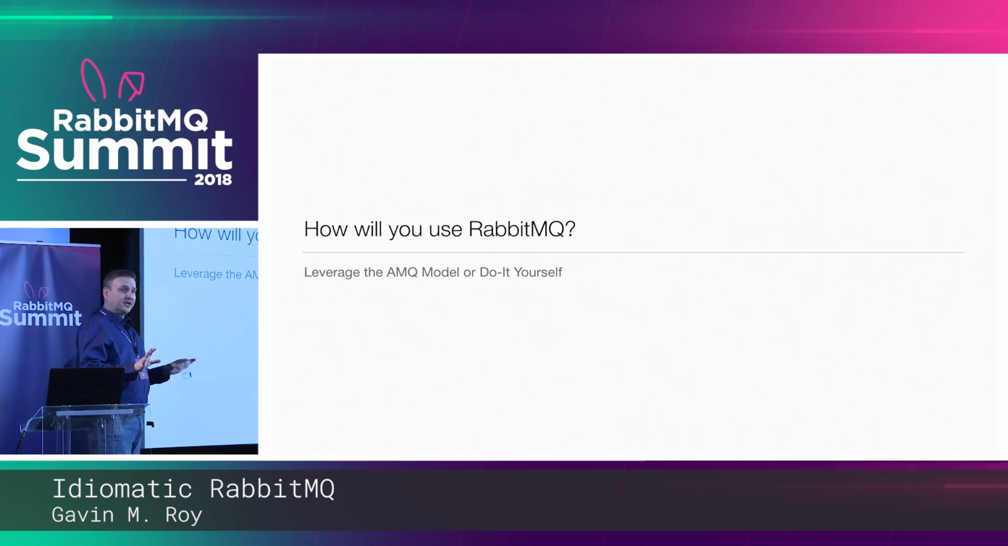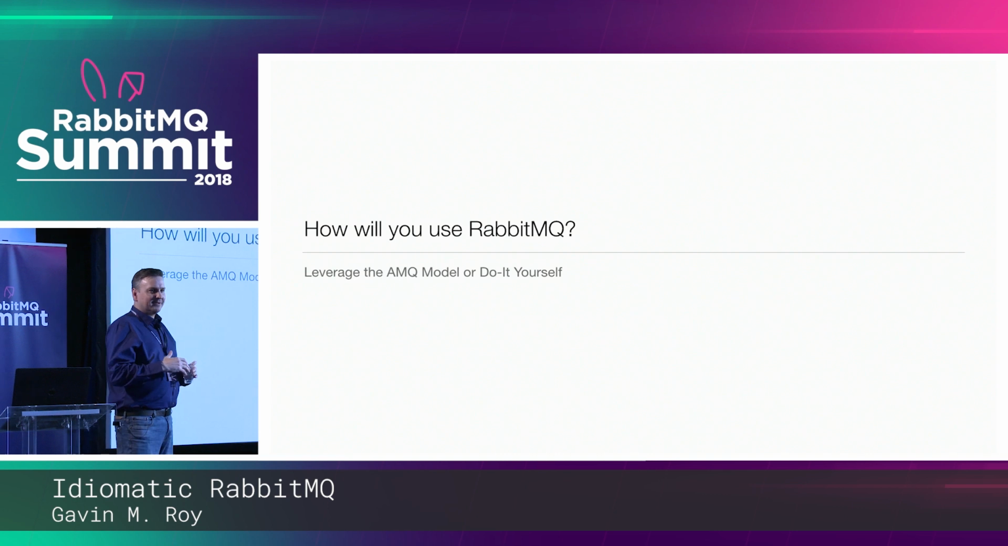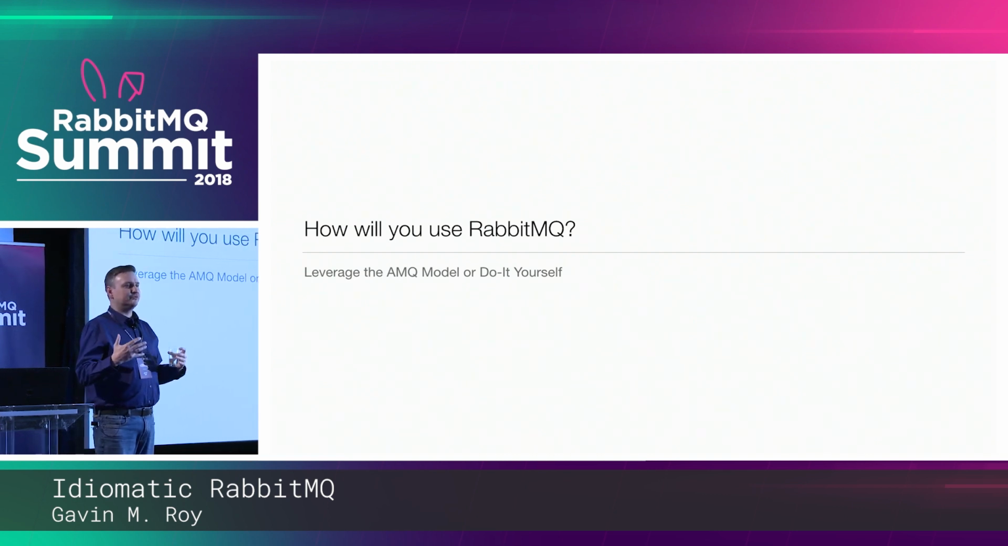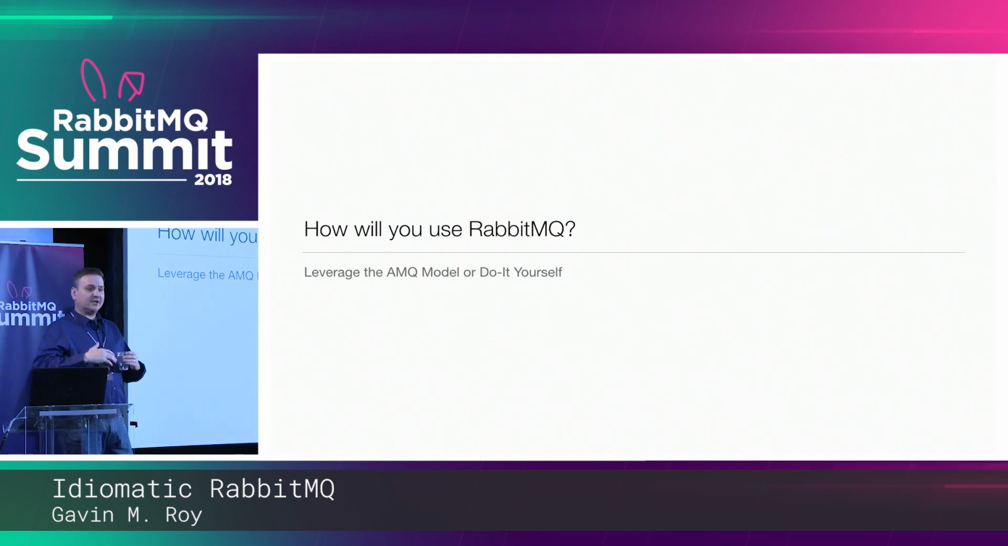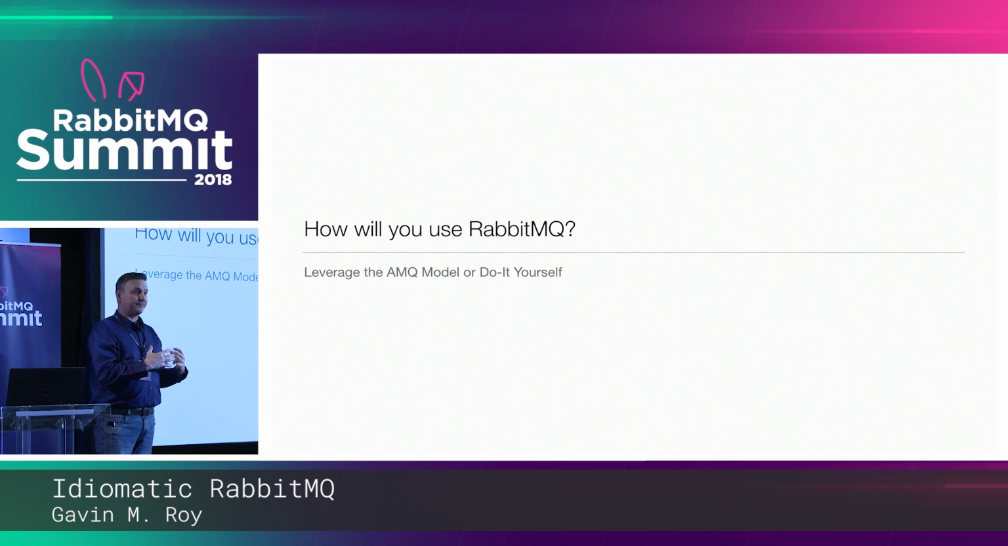So moving on from the low-level part of the protocol, I want to ask the question, how will you use RabbitMQ? I'm sure most of you are familiar with the term not invented here syndrome. Basically, when you think about how you use RabbitMQ and the AMQ model, and the way that you deliver messages, there are multiple paths that you can go down.